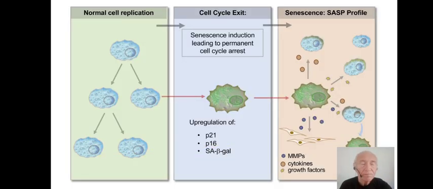As you see on this slide, normal cell replication goes on without increase of size and without these pro-inflammatory enzymes and signal molecules, but senescent cells are very, very dangerous. I mean, they are not healthy. They produce this chronic inflammation.